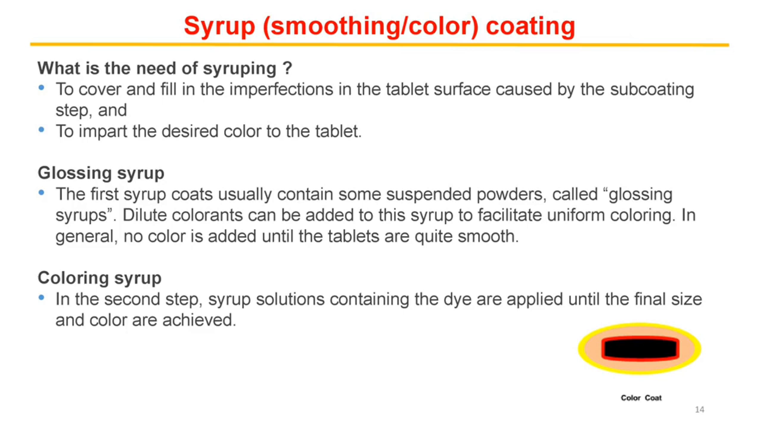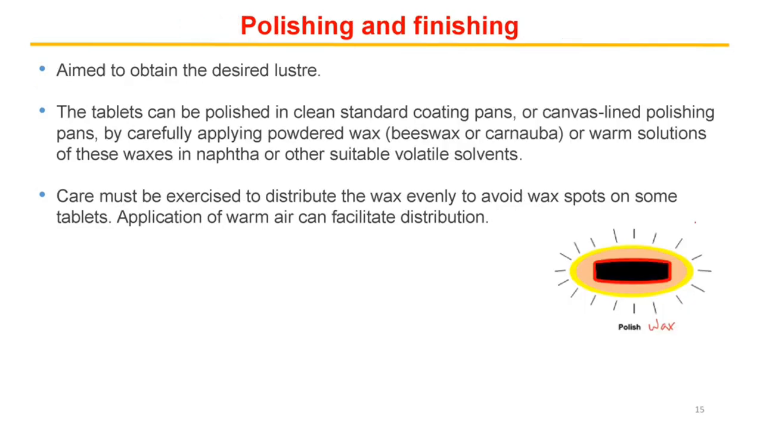Glossing syrup. The first syrup coats usually contain some suspended powders, called glossing syrups. Dilute colorants can be added to this syrup to facilitate uniform coloring. In general, no color is added until the tablets are quite smooth. Coloring syrup. In the second step, syrup solutions containing the dye are applied until the final size and color are achieved.